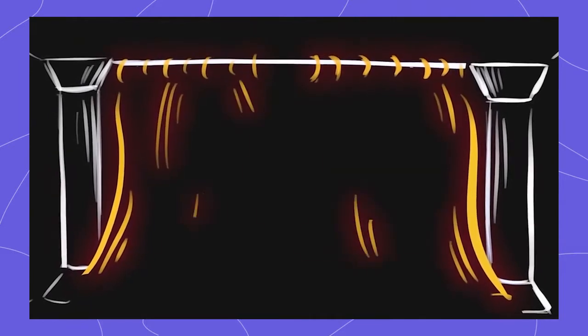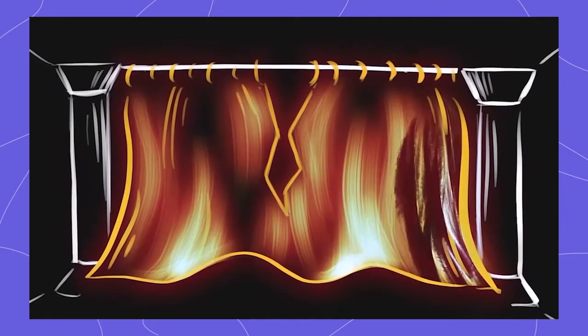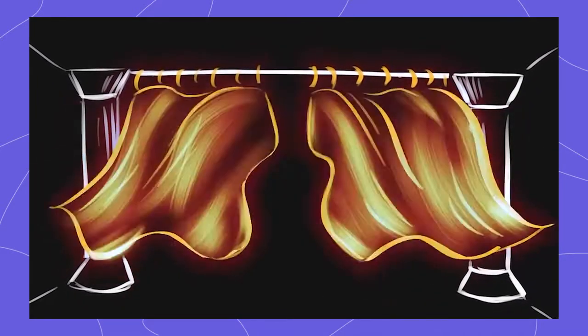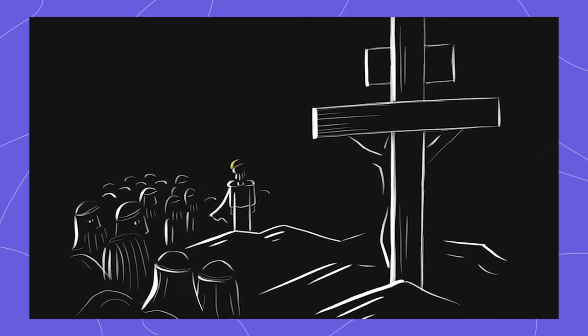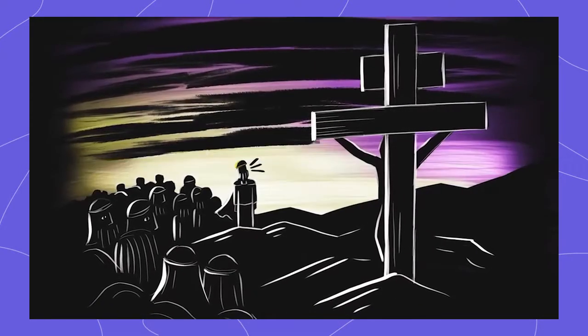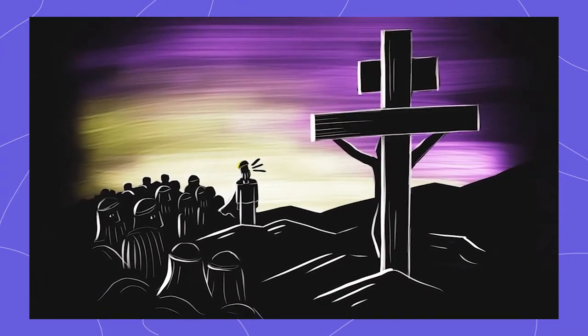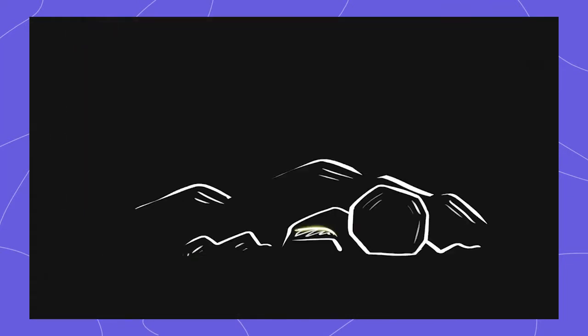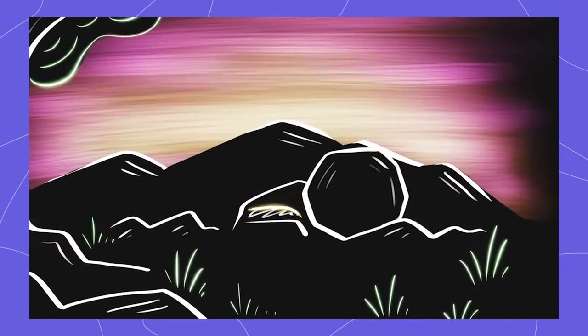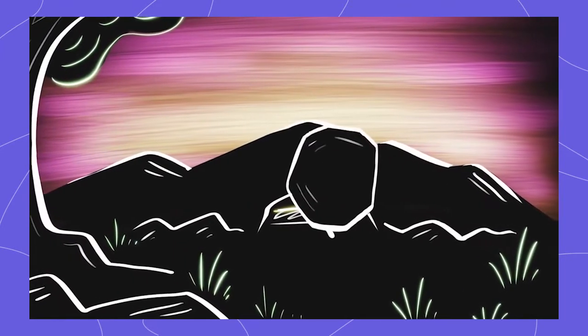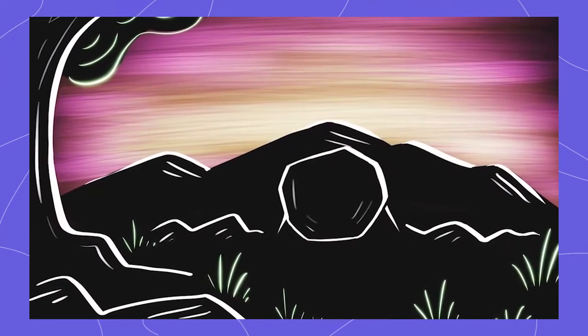Suddenly, the curtain in the temple sanctuary split in two from top to bottom, and there was an earthquake. One of the men guarding Jesus' body said, "This man really was God's son." Jesus was buried in a tomb. A stone was sealed in front of the tomb so that no one could steal Jesus' body.